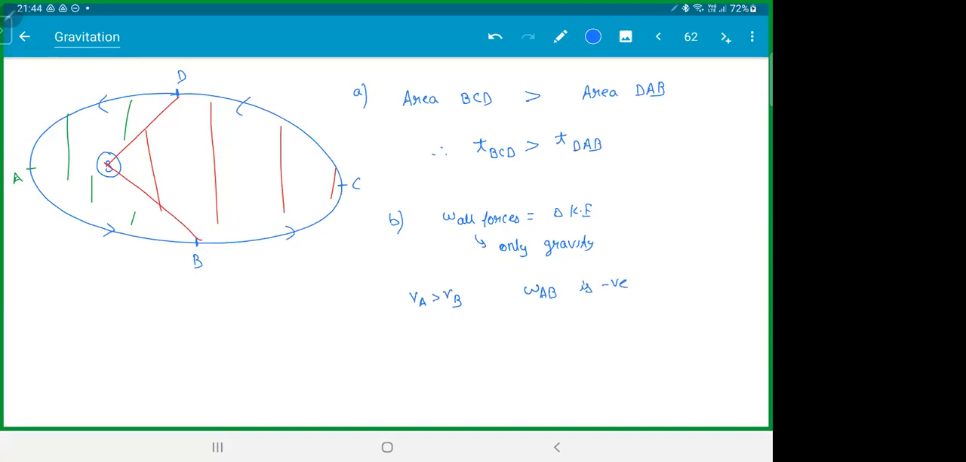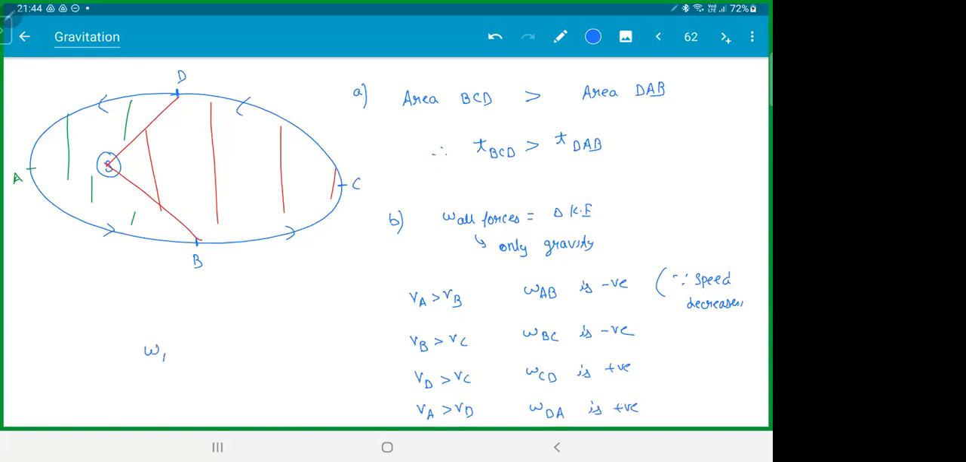Change in kinetic energy, your speed is decreasing. So VB is greater than VC, then work done in BC is also negative. Is that making sense? If the speed decreases, the change in kinetic energy is negative. Means gravity is taking away energy from you. And then again, VD is greater than VC. The work done from C to D is positive. Again, VA is greater than VD. Work done from D to A is positive.